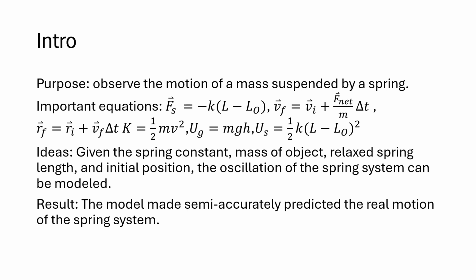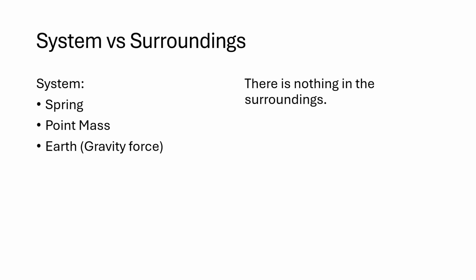The idea is, given the spring constant, mass of an object, the relaxed spring length, and initial position, the oscillation of the spring system can be modeled. The result was that the model semi-accurately predicted the real motion of the spring system. The spring, point mass, and gravity force are all in the system, and there's nothing in the surroundings.